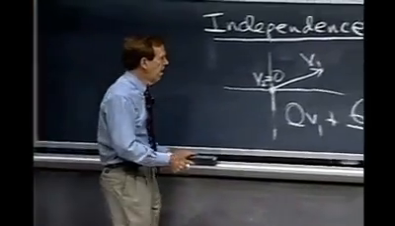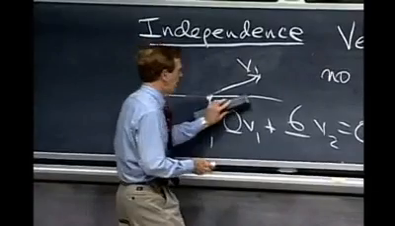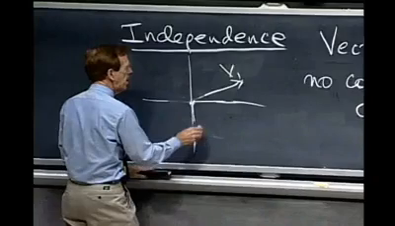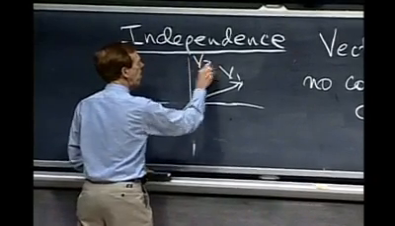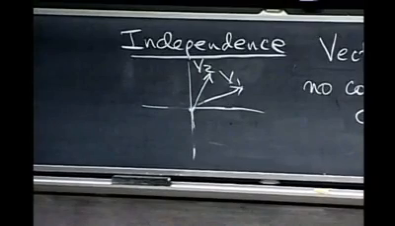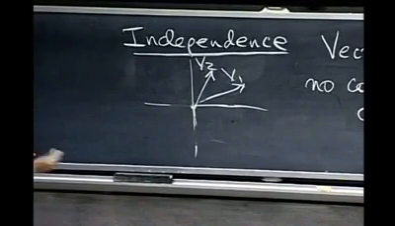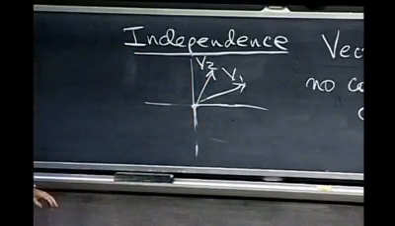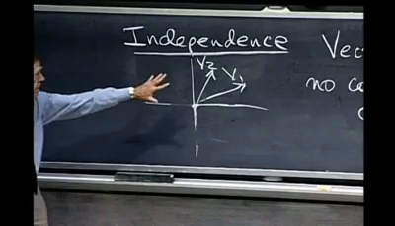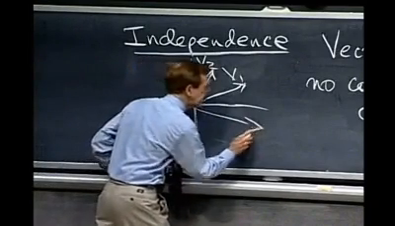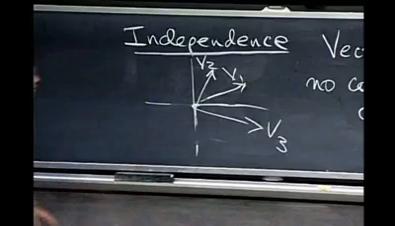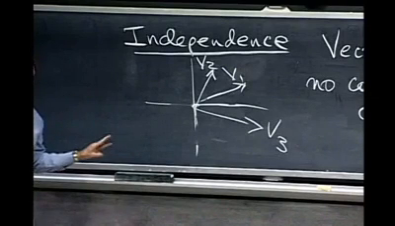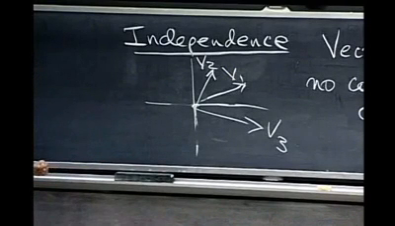Now, let me finally draw an example where they will be independent. Suppose that's v1 and that's v2. Those are surely independent, right? Any combination of v1 and v2 will not be 0 except the 0 combination. So those would be independent. But now let me stick in a third vector, v3. Independent or dependent now, those three vectors? So now n is 3 here.